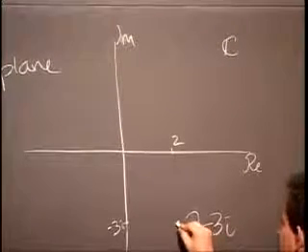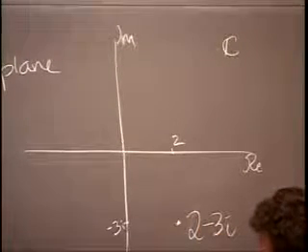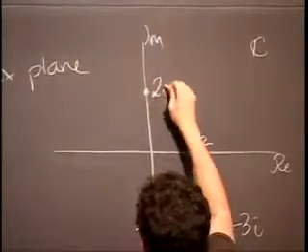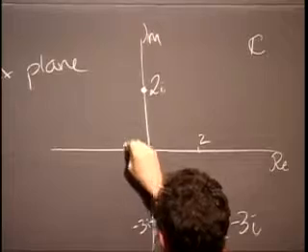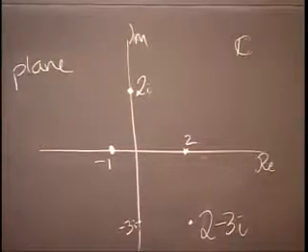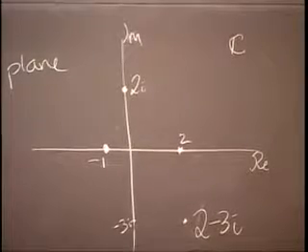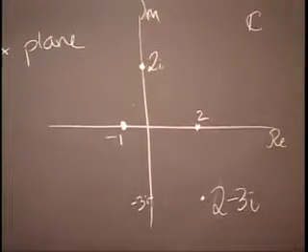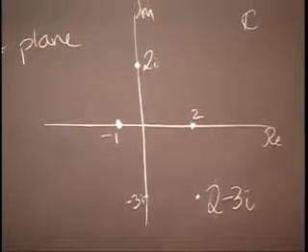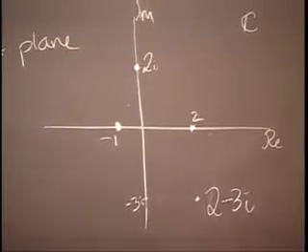Let's plot some other numbers. 2i would be up here, whereas minus 1 is here, and 2 is there. So you can plot complex points. All right. Well, it's nice.